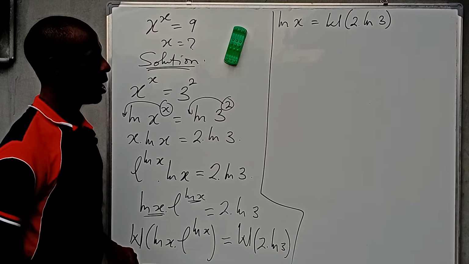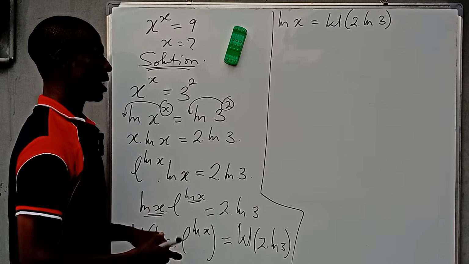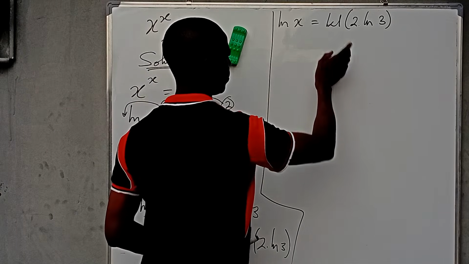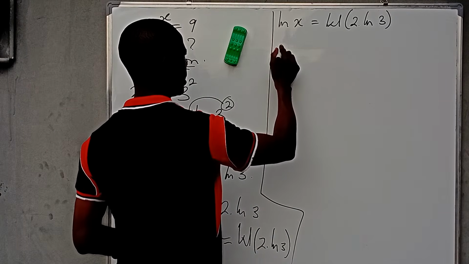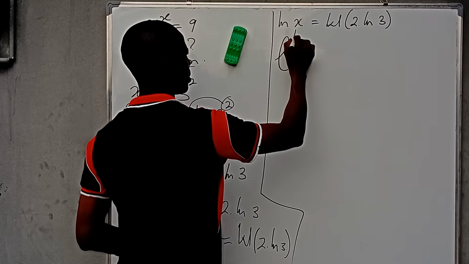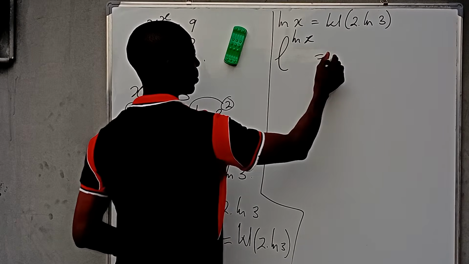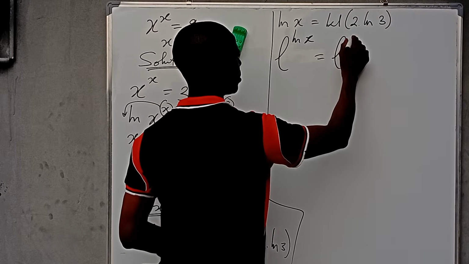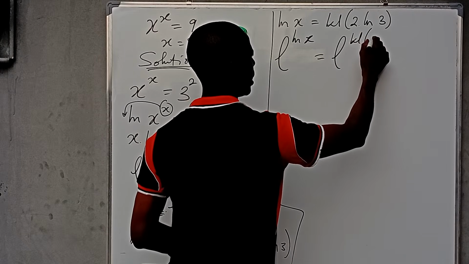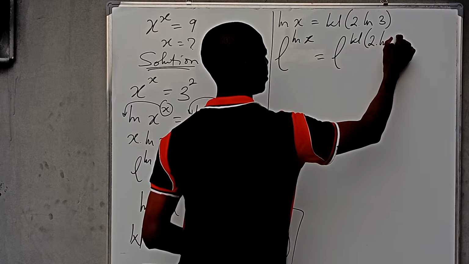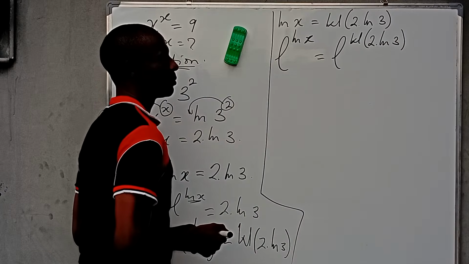Mind you, we are looking for x, right? So we just have to exponentiate both sides of this equation. So introducing e, this is going to give us e raised to the power of ln of x. This is equal to e raised to the power of W of 2 times the ln of 3 close bracket.